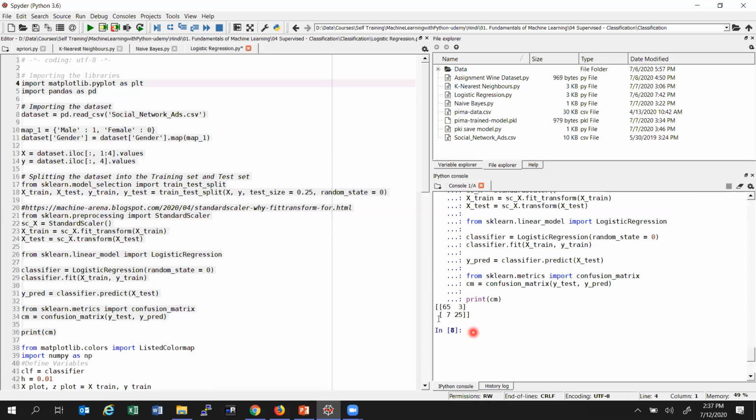See now the difference. Now how many correct readings are there? 65 plus 25, 90. So the moment we added one more feature, our prediction accuracy increased by 1%. It means the gender of the person is contributing somewhere in the prediction. It is helping in the prediction. So you can see the difference.